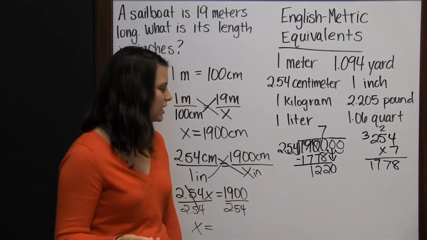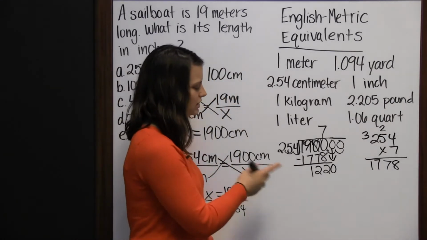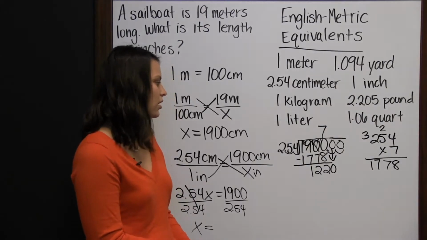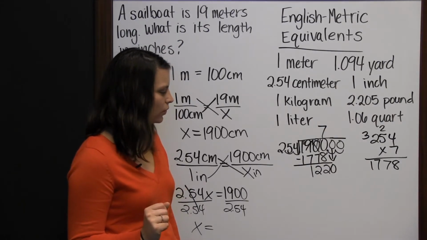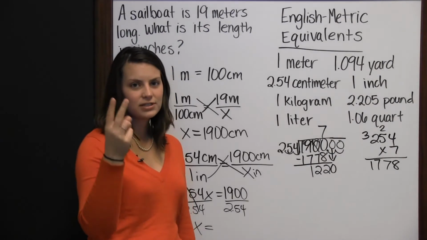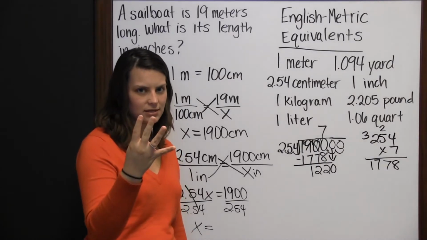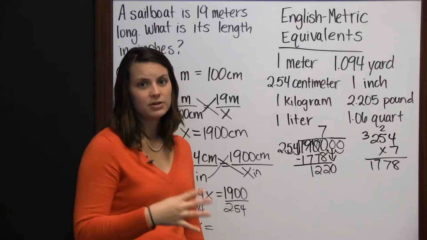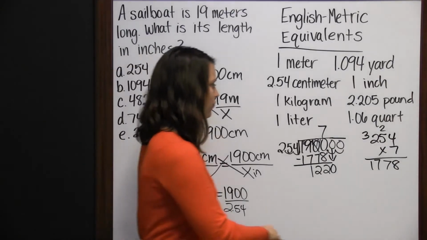And again, we can use that 250 rule to see how many times it goes into 1,220. So 250, 500, 750, 1,000. And then it would be 1,250, but 1,250 is too much. So it only goes 4 times.